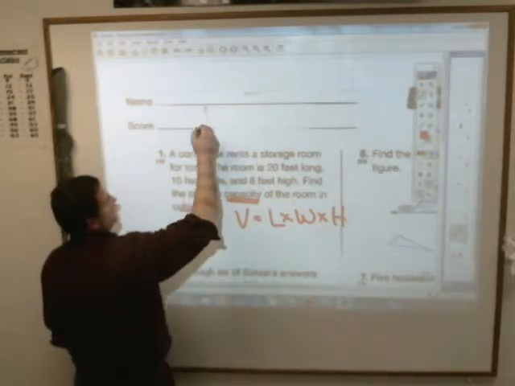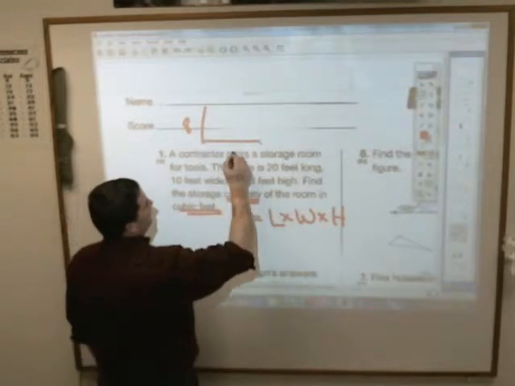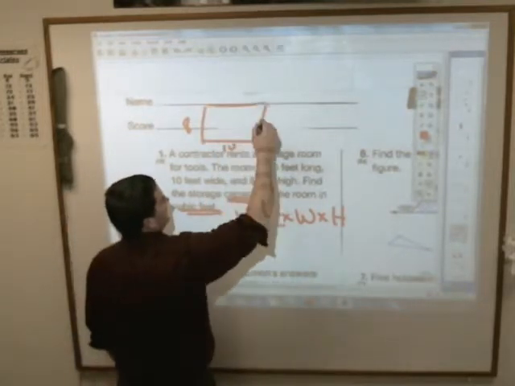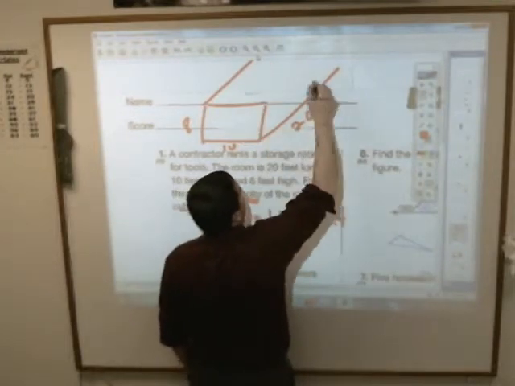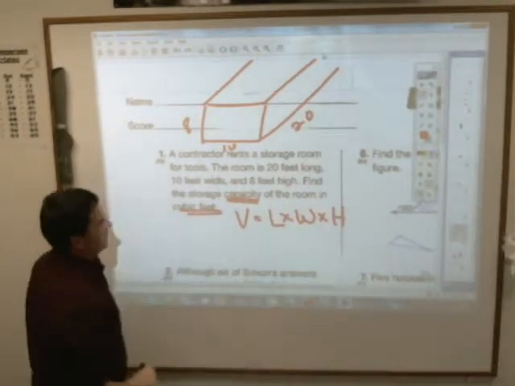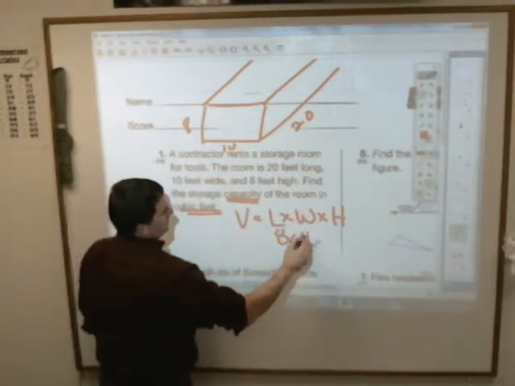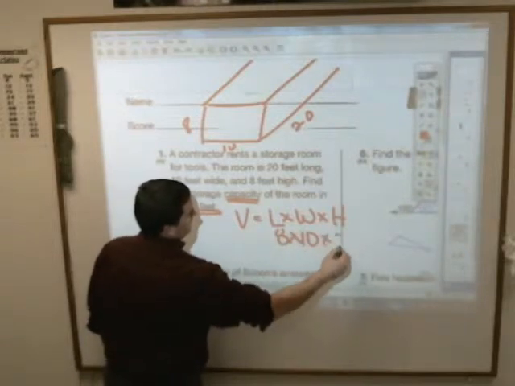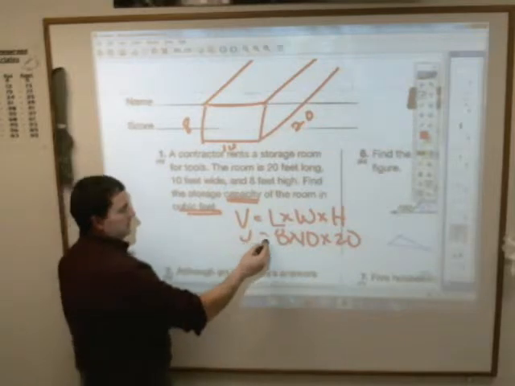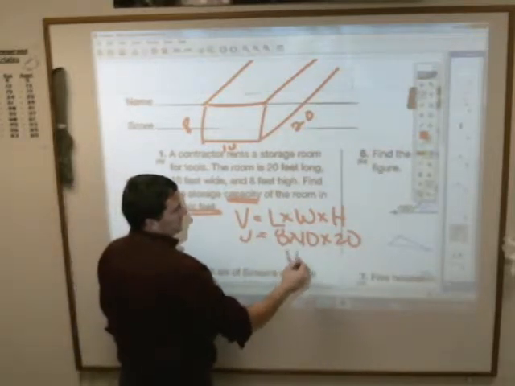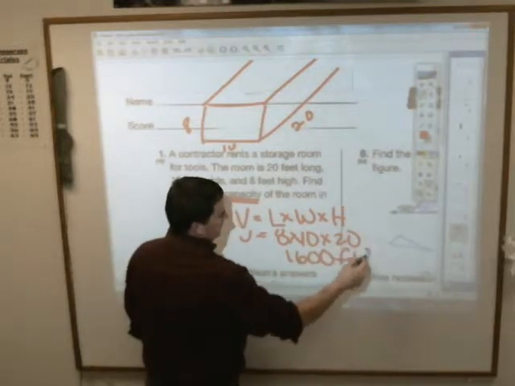In other words, it's going to look like this. It is 8 feet tall by 10 feet wide by 20 feet long. It's just a matter of length times width times height. 8 times 10 times 20. However you want to multiply that together, 10 times 20 is 200, times 8 is 1600. That's how many cubic feet you'll have in that thing.